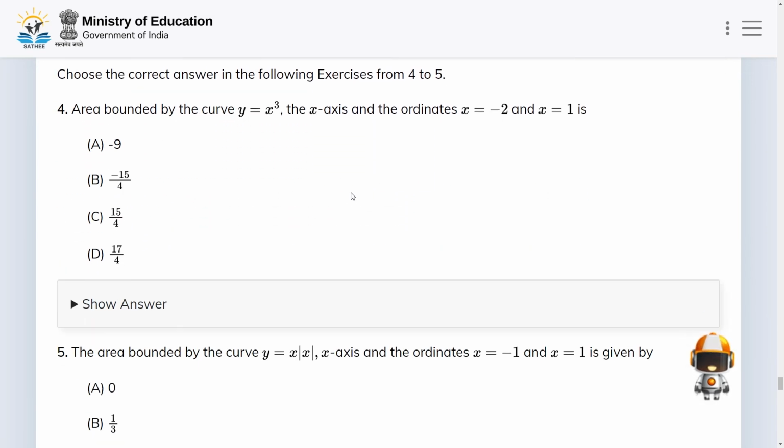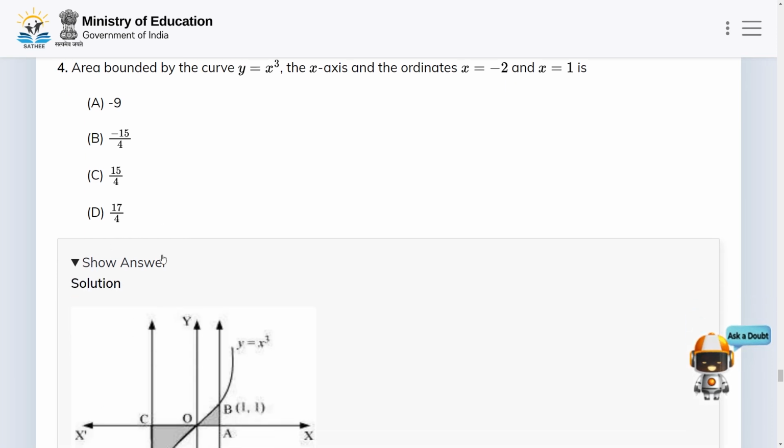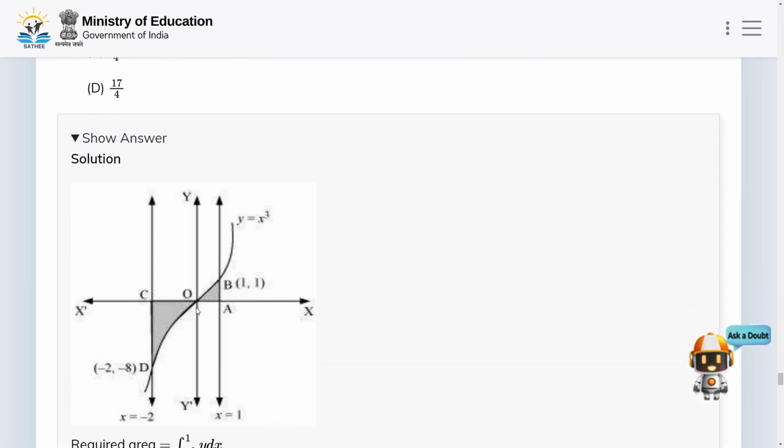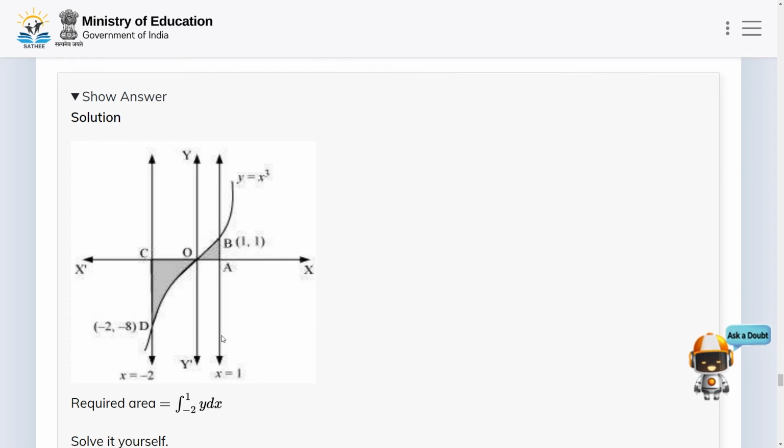Okay, now the fourth problem. Find the area bounded by the curve y equals x cube and the x-axis, with ordinates -2 to 1. So let's first see the diagram. The diagram for x cube is like this. Now as you can see, from x equals -2 to 1, you will get two areas, one is OCDO, another is OABO. OCDO area is under the x-axis. This means we have to apply the modulus sign here, and OABO is above the x-axis, so no need to apply modulus here.